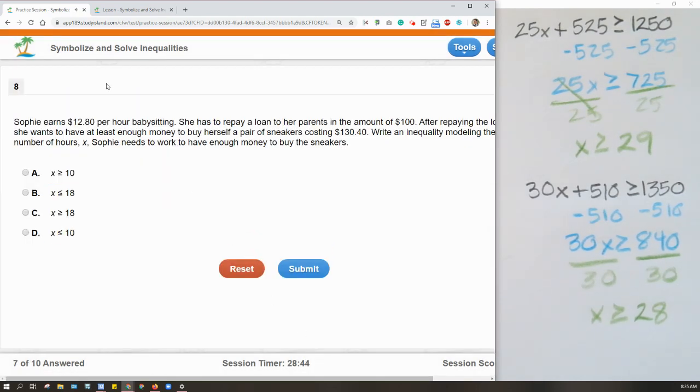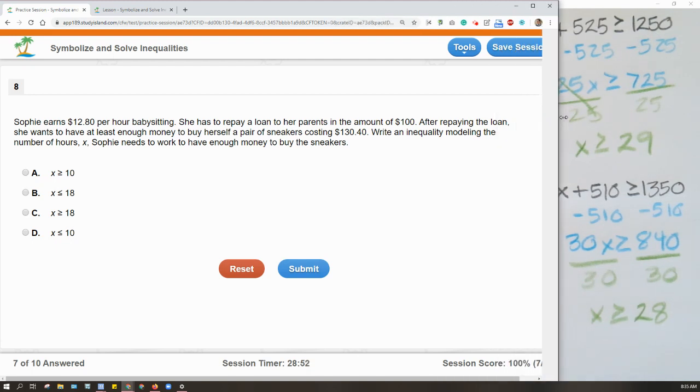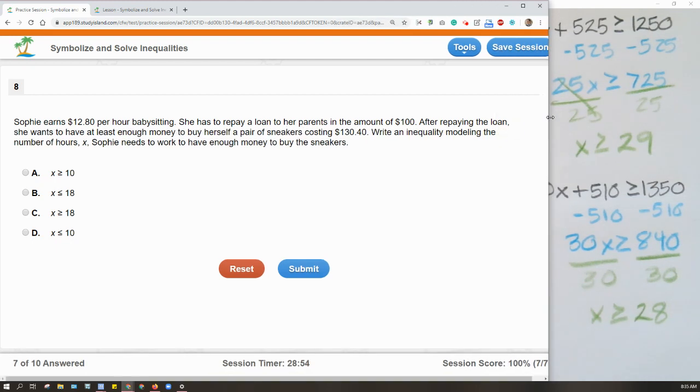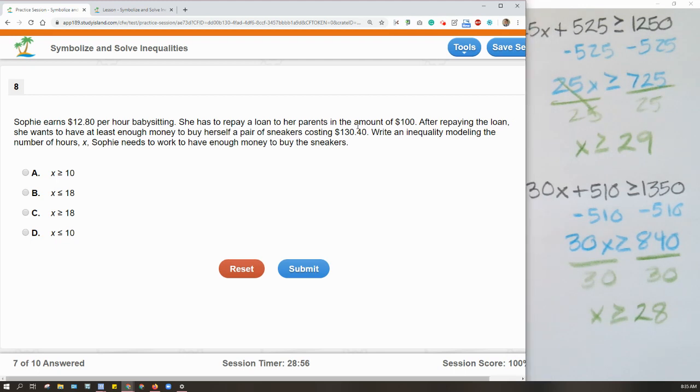All right, number 8. Sophie earns $12.80 per hour babysitting. She has to repay a loan to her parents in the amount of $100. After repaying the loan, she wants to have at least enough money to buy herself a pair of sneakers, costing $130.40. Very expensive sneakers. Write an inequality modeling the number of hours, X, Sophie needs to work to have enough money to buy the sneakers.